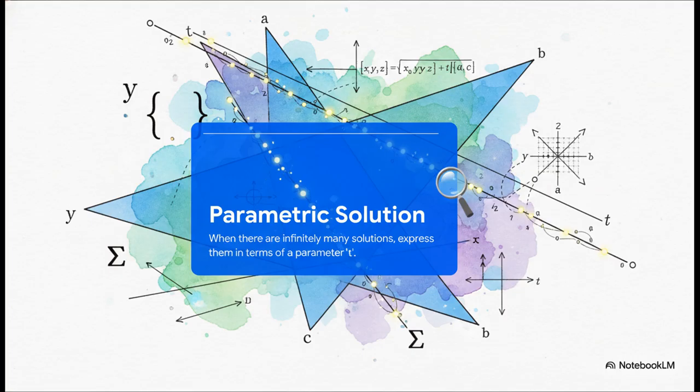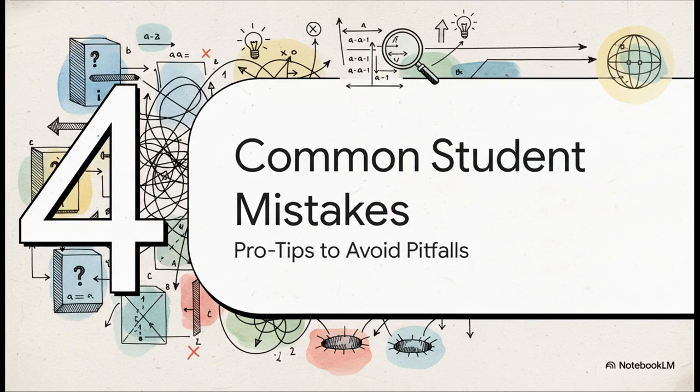And a line has an infinite number of points on it. So how do we write an answer with infinite solutions? We use what's called a parametric solution. Basically, we let one variable be a parameter, we usually call it t, and then we describe the other variables in terms of t. This gives us a formula for every single point along that line of intersection. All right, now that we have the methods down for solving all these different types of systems, let's talk about how to make sure you get the right answer every single time.